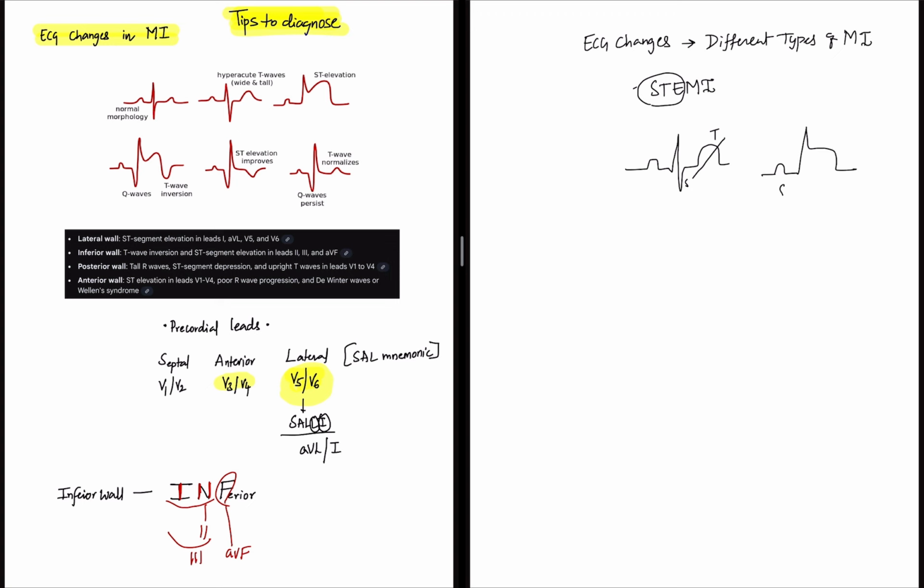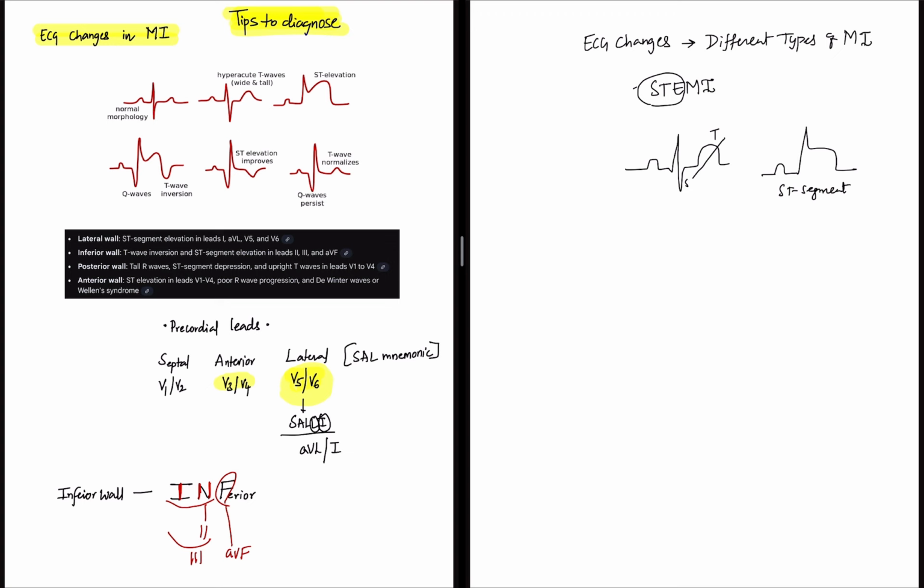So this ST segment elevation which you see is not unique to MI. There are other conditions like ischemia, pulmonary embolism, Prinzmetal angina. There are a lot of conditions wherein ST segment elevation is seen.